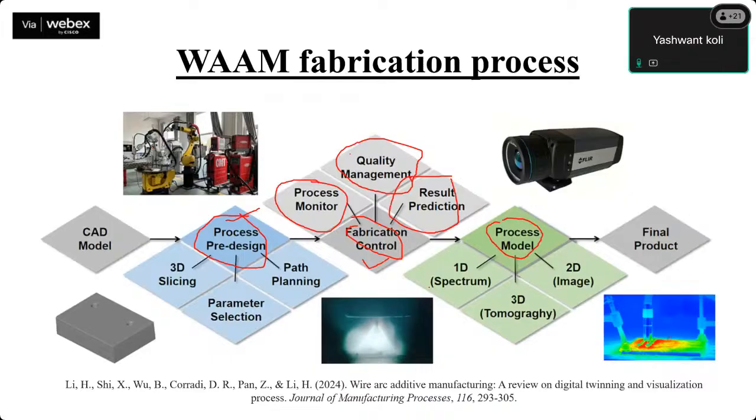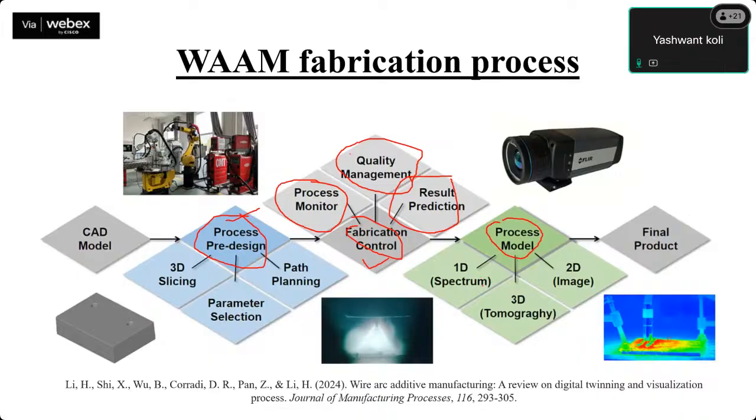Process models deliver 1D spectrum, 2D image, and 3D tomography. Basically, 1D data is like current, voltage, wire feed, and welding speed. That is simple and low cost, but limited information can be derived from it. 2D data comes from industrial cameras, photodiodes, laser scanners, and X-ray imaging, capturing surface topography. So many things are there for 2D imaging. Coming to 3D data, it is point cloud inspection and XCT imaging, which allows non-destructive evaluation of internal structures and defects. This can be done after fabrication.